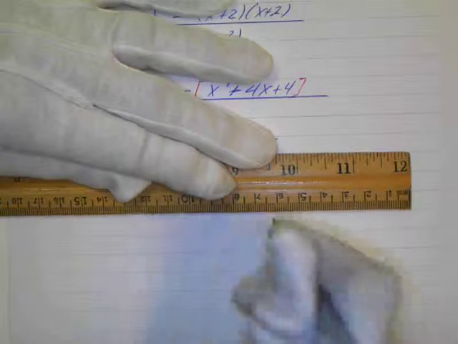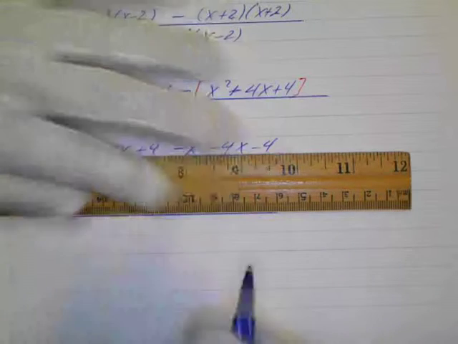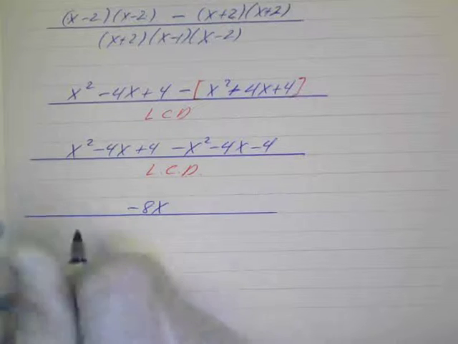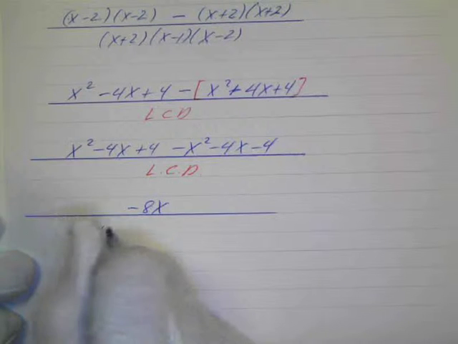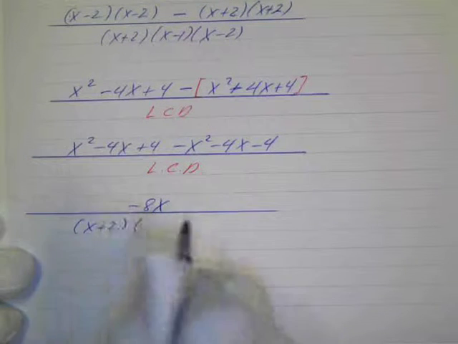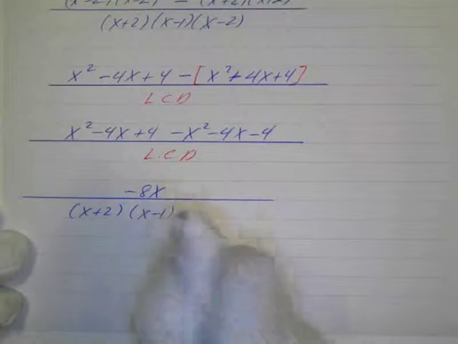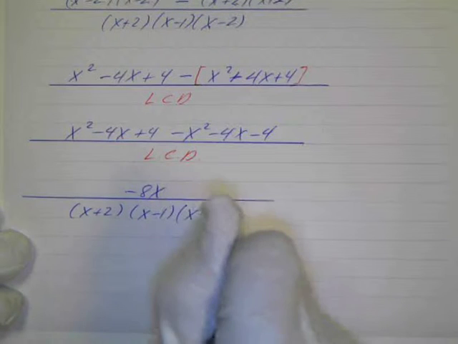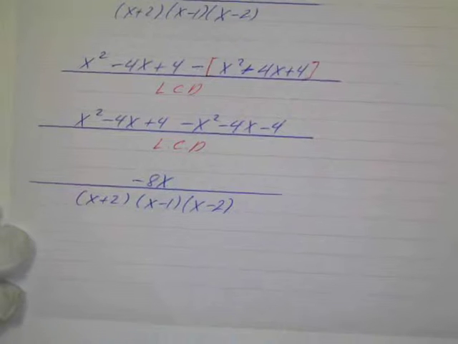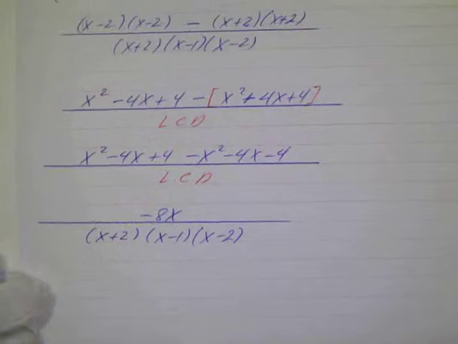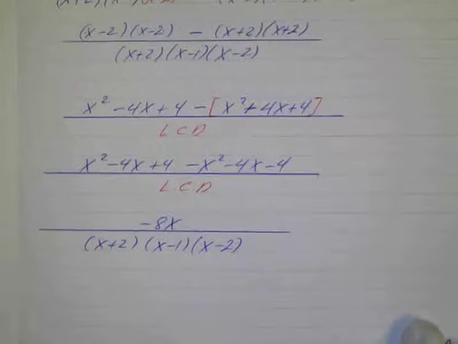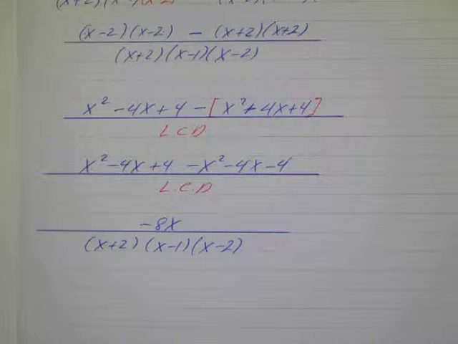And we can write out now the LCD. X plus 2. X minus 1. X minus 2. And there's your answer. Now this is one of the more difficult problems. That's why I picked it as an example.